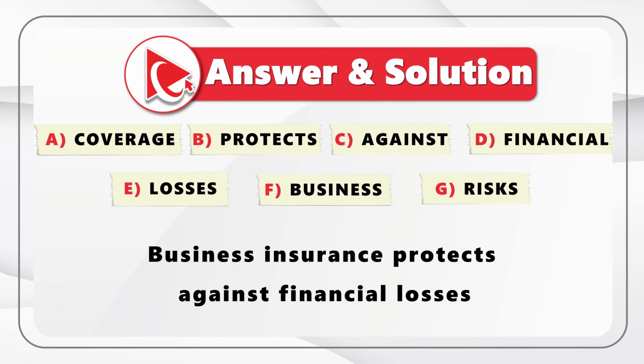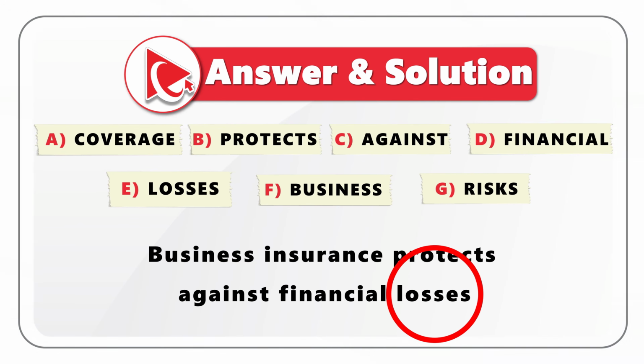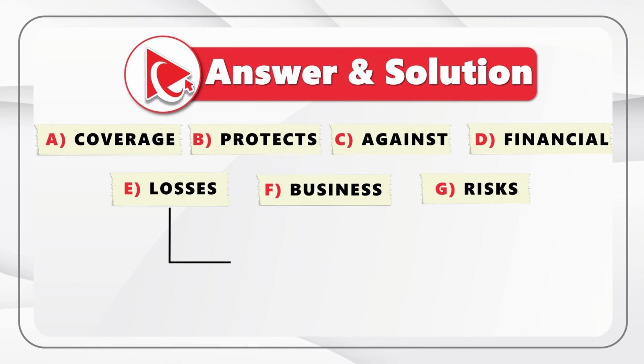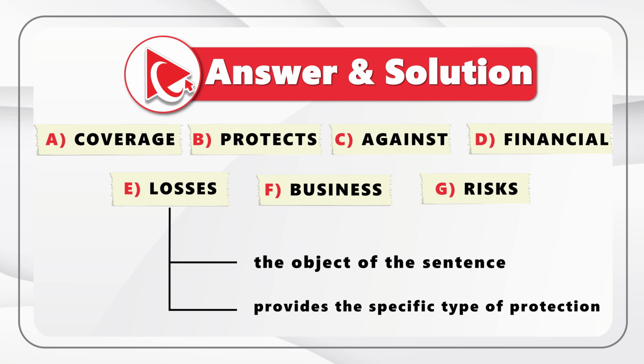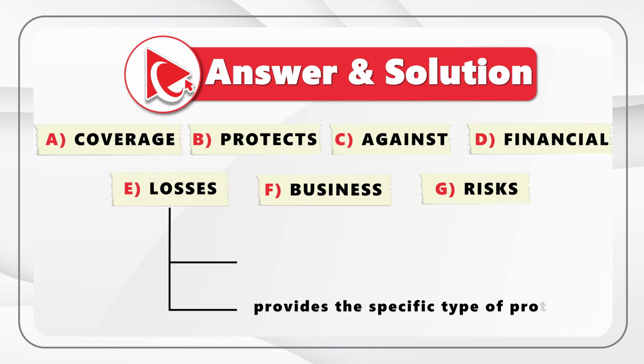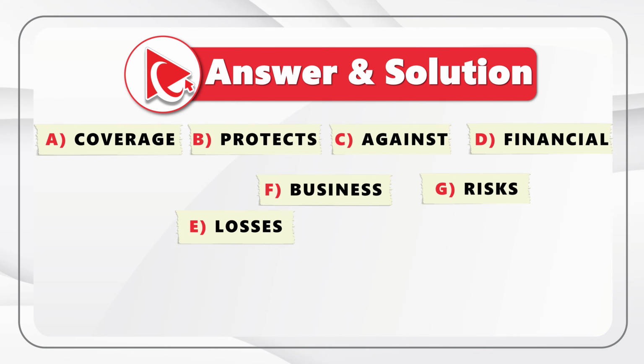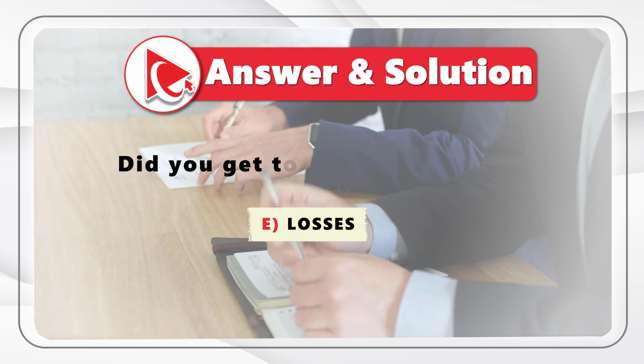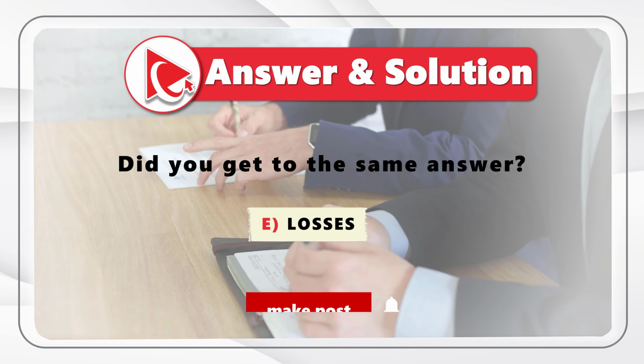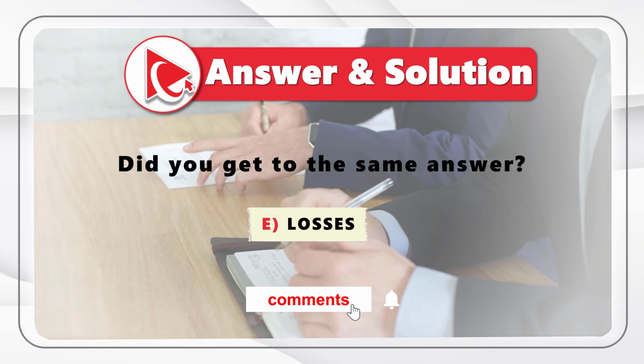Based on this, we can determine that the last word in the sentence is losses. And this is the object of the sentence, and it also provides a specific type of protection. So I believe the correct answer here is choice E, losses. Did you get to the same answer? If not, please make sure to post your answer and solution in comments.